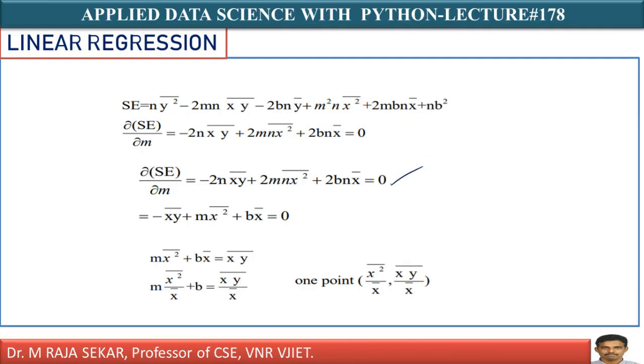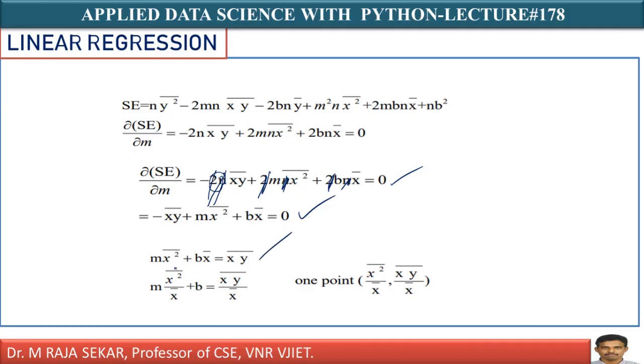In this term, let me take common 2n. If I take common 2n, here 2 and n will not be there. This must be the case. Therefore, what will I get? mx square bar plus bx bar equal to xy whole bar.